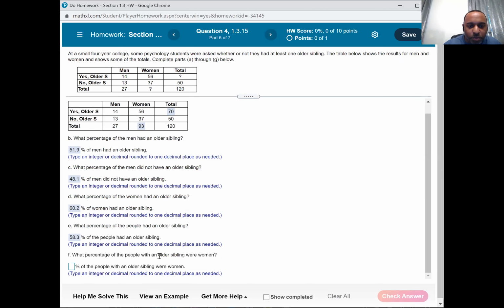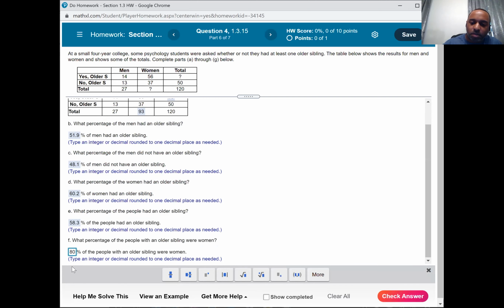All right. What percentage of people with an older sibling were women? So we got 93. So we got the women right here with older siblings. So what percentage of people with older siblings were women? So we got the 70 right here. That'd be 56 out of 70. That should be 80. It's 80. Yep.